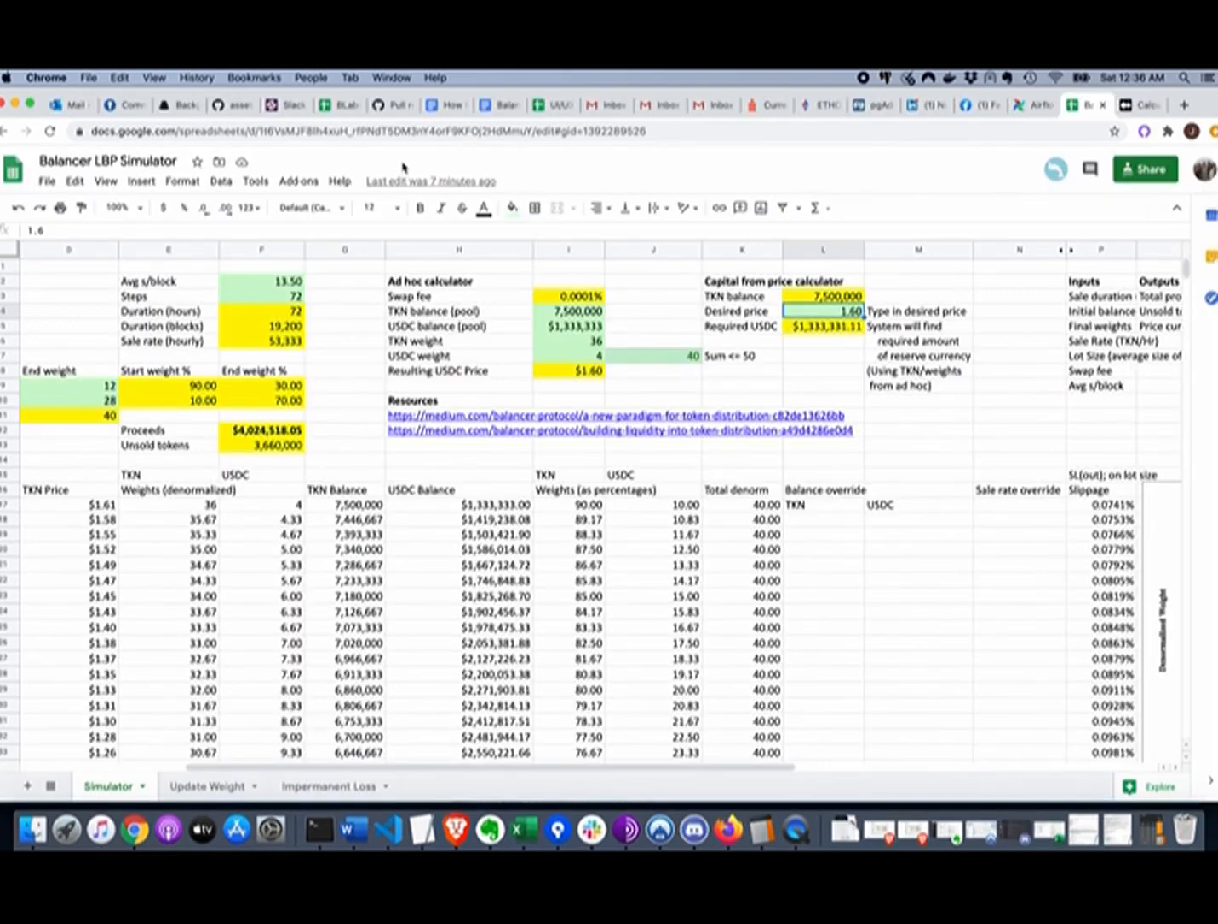So since recording this, I've added some functionality. On the main simulator page, we now have a slippage column. This is the slippage out. So when you're buying a token with the reserve currency, that's what most people are doing. And we see it goes up as the balance and weights go down. It's still pretty good with these big balances.